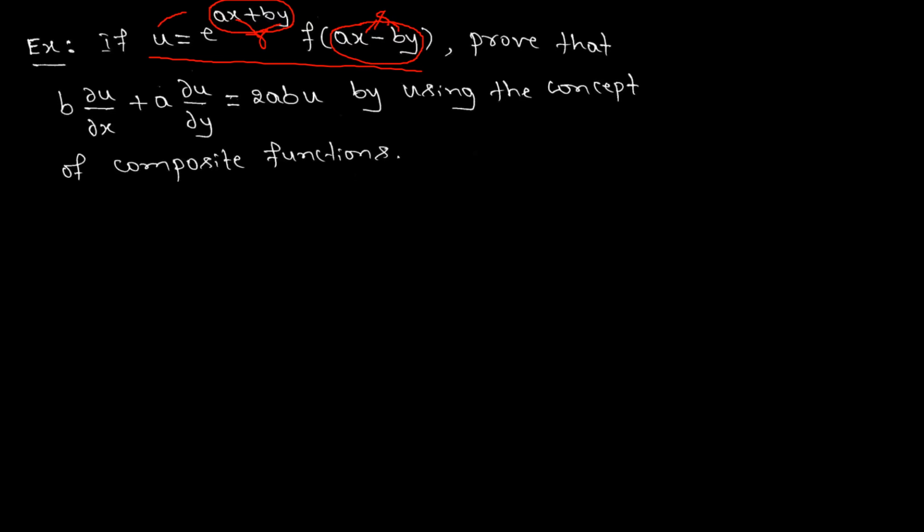Therefore, we need to prove b into dou u by dou x plus a into dou u by dou y is equal to 2ab into u. Let us start with dou u by dou x.